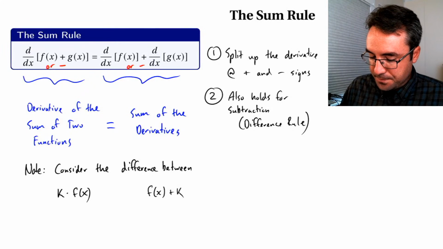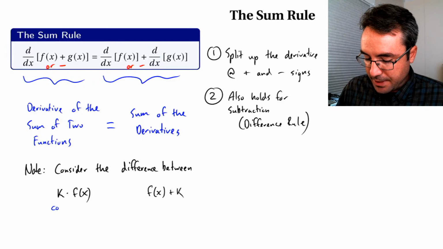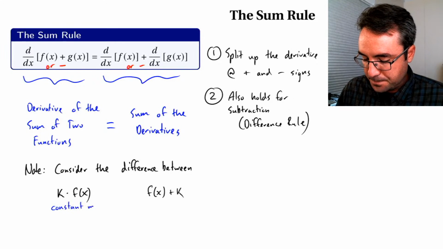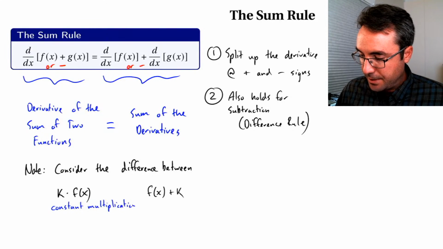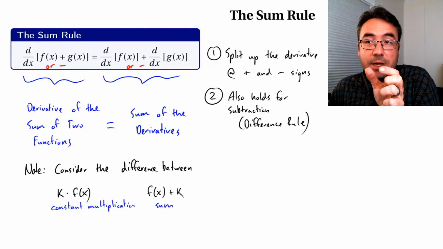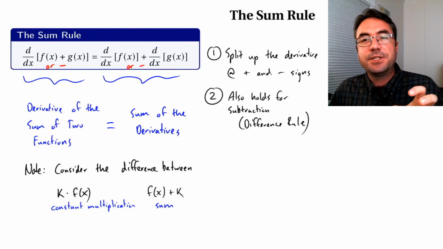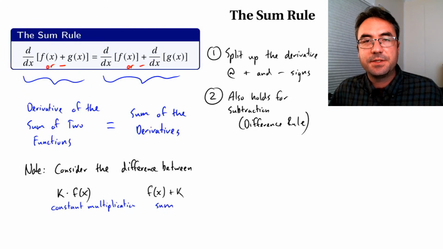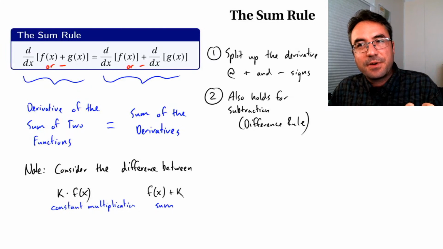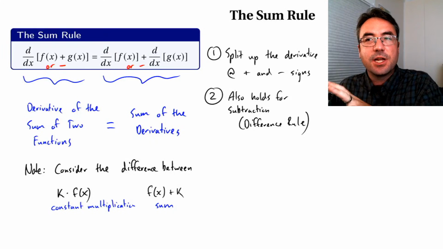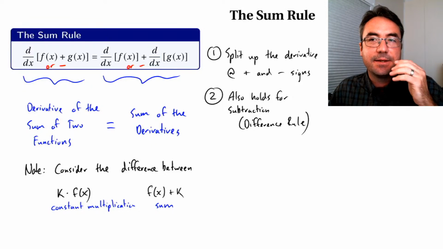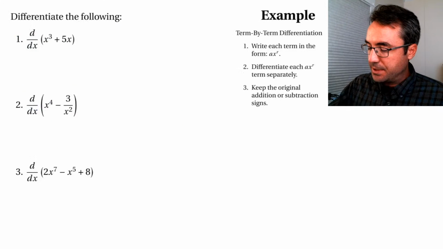So this one here is constant multiplication. And this one here it's a sum. It's a sum of f of x plus k. So how we differentiate these two, even though they involve the same ingredients, is going to be different. We'll keep that in mind as we go through this. If we have constant multiplication, how that works is going to be different than just adding on a constant at the end. And we'll see that in a few examples.